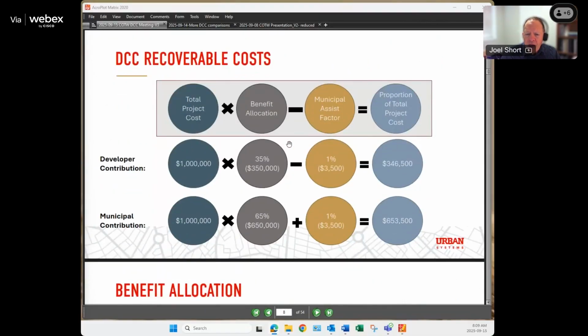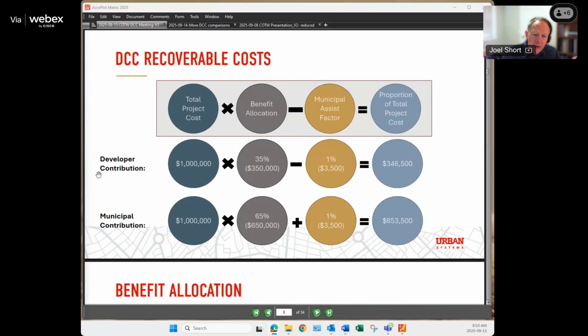In terms of the recoverable costs, we have a total project cost, so we'll identify a total project cost, and then we will take a look at the benefit allocation, and that's how much of that project benefits new development. And then we subtract off the municipal assist factor, which is really a subsidy and assistance provided to new development, and then that gives you the proportion of the total project cost.